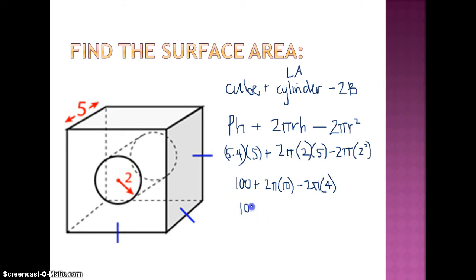So then we have 100 plus 2 times 10 is 20. And then 2 times 4 is 8. We can combine 20 pi and 8 pi because they both have pi. So we end up with 100 plus 12 pi. Because 20 pi minus 8 pi is 12 pi. Which this would be our exact answer because we can't simplify it anymore. Or we can plug it in and we get 137.70 units squared. And that's the surface area.